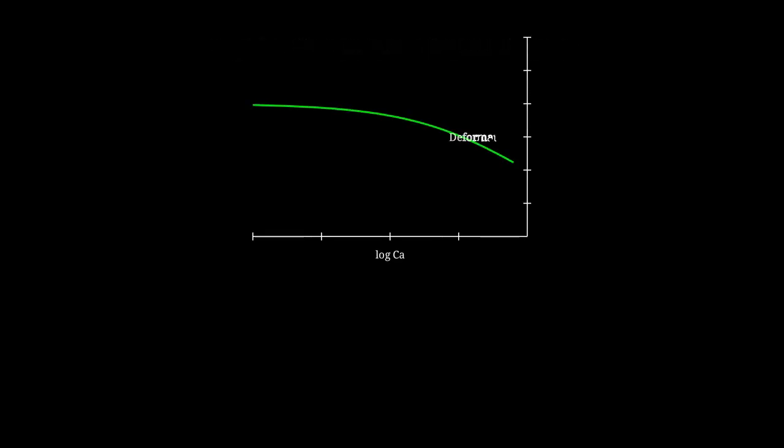This graph shows droplet deformation versus capillary number. At very low Ca, deformation is minimal. As Ca increases, deformation grows significantly.